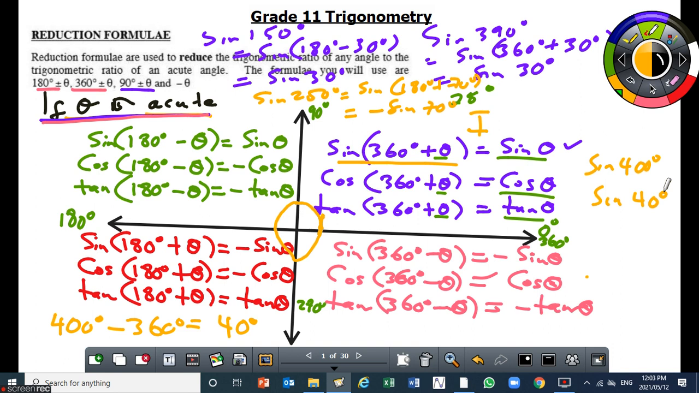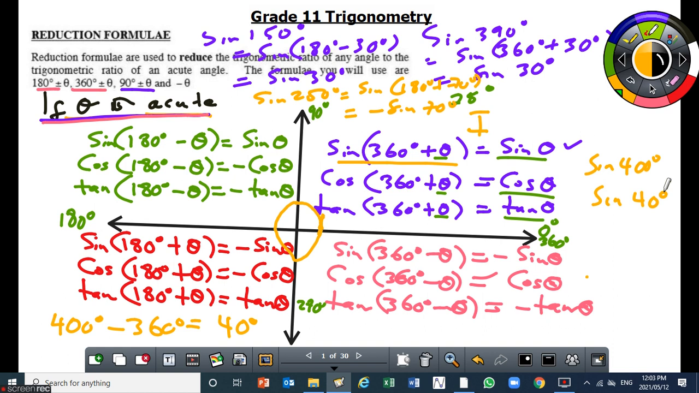Wait, so what is it? Then you put sine 40. Okay, wait.